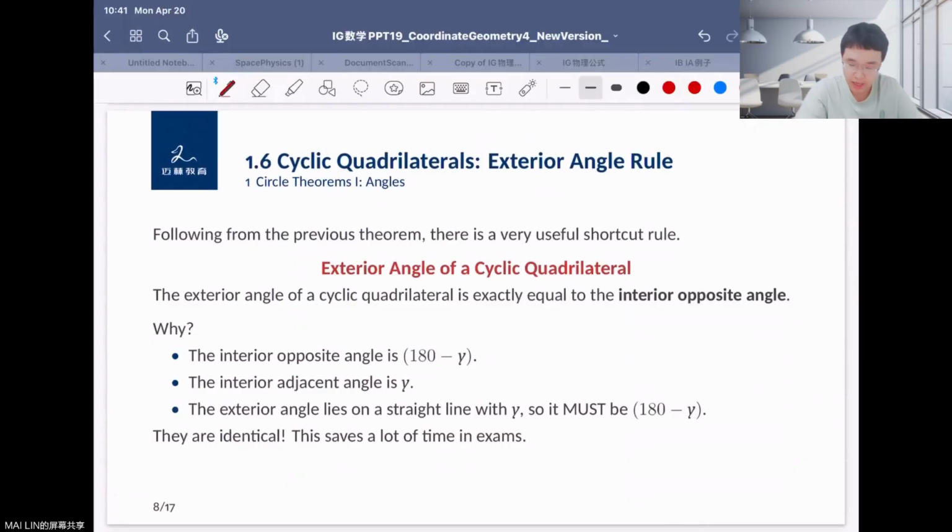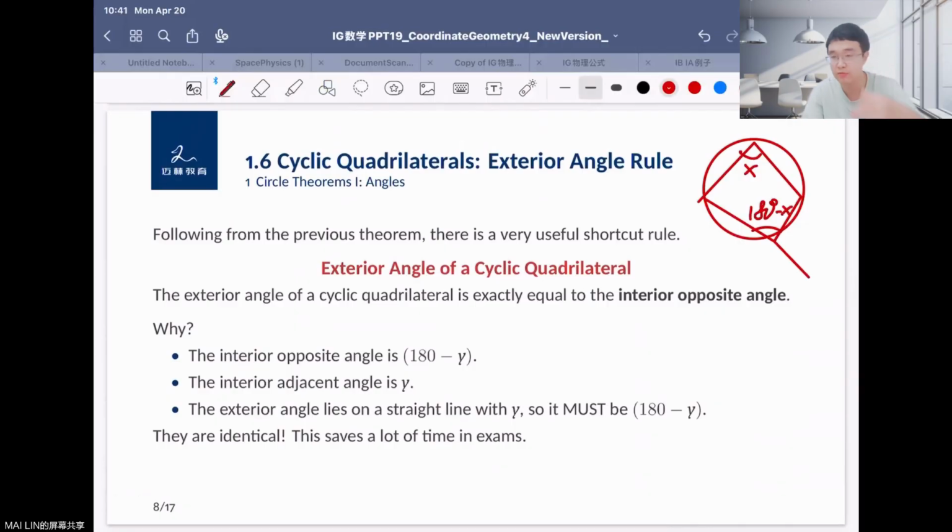So for the exterior angle, for example, we draw a quadrilateral in the circle. So here it is. Maybe this is angle x, and this is angle 180 minus x, right? Because using the theorem before, we said the opposite angles in the quadrilateral have a sum equal to 180, right? So here, therefore the exterior angle: 180 degrees minus (180 degrees minus x) equals x, right? So here, this angle equals x.